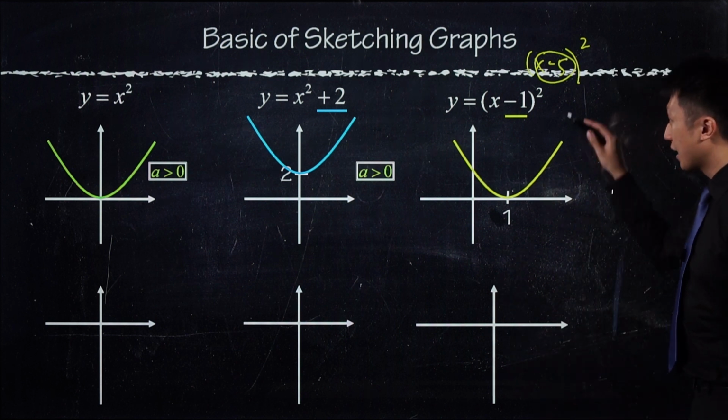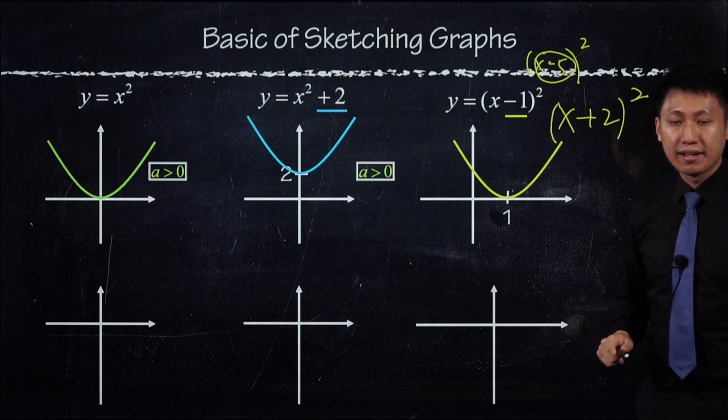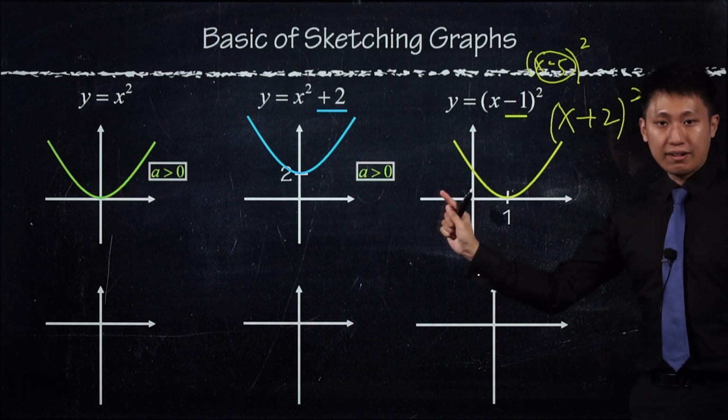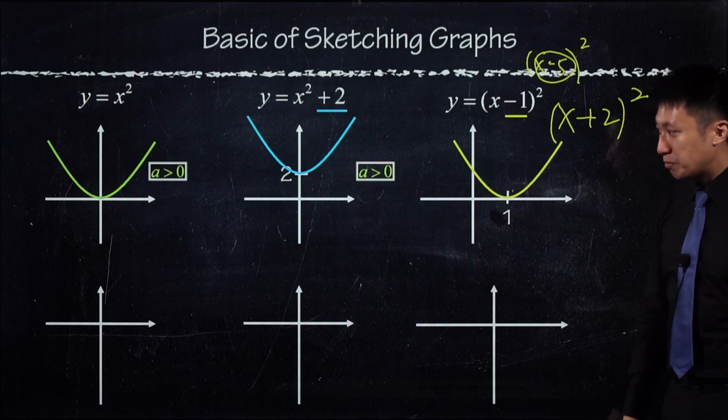Okay, let's say it is x plus 2, the whole thing squared. Then you shift to where? You shift to negative 2, shift to the left-hand side. Okay, negative 2.